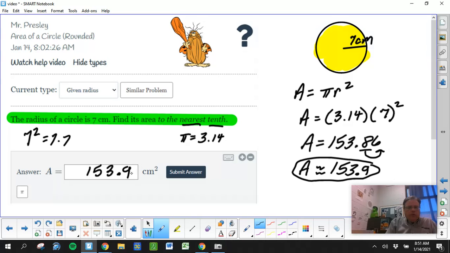Now they're trying to trick you because they have a pi button down here. Don't use it. They wanted it rounded. So we've done our job, 153.9. Now this would be centimeters squared because it's 7 centimeters times 7 centimeters. It's that yellow space. But that's my answer.